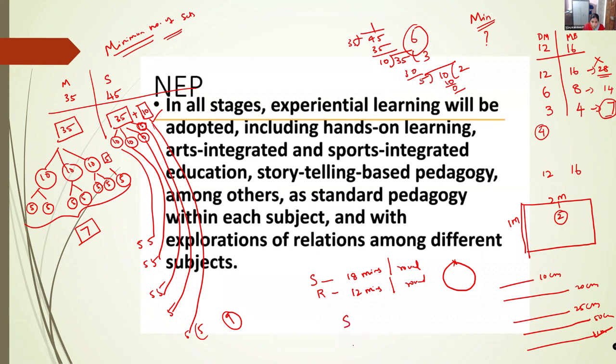So we can say Sonali and Ramya in the first round: Sonali covered the first round in 18 minutes and Ramya covered the first round in 12 minutes. And two rounds, what's the time taken by Sonali to complete the two rounds? 36 minutes. And Ramya has taken 24 minutes to cover the two rounds. What about the three rounds? Sonali takes 48 minutes, right? Oh, I'm sorry, I'm making a mistake here. 18 threes.